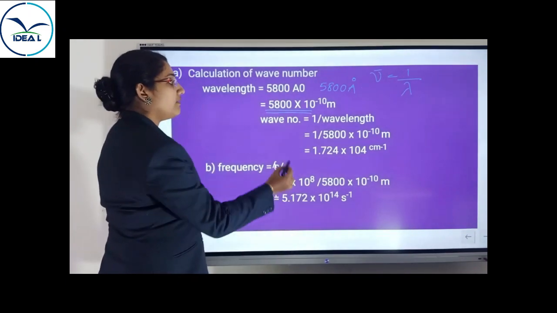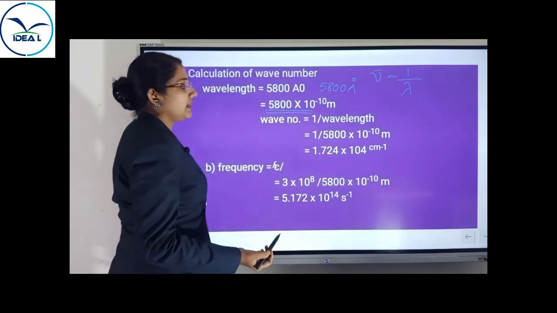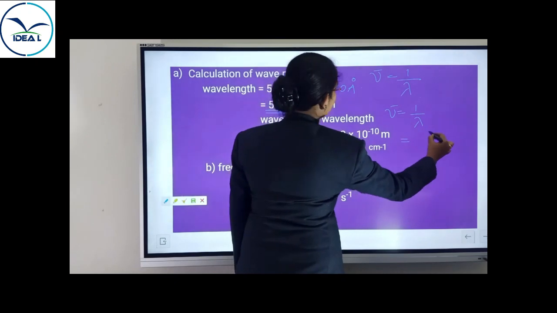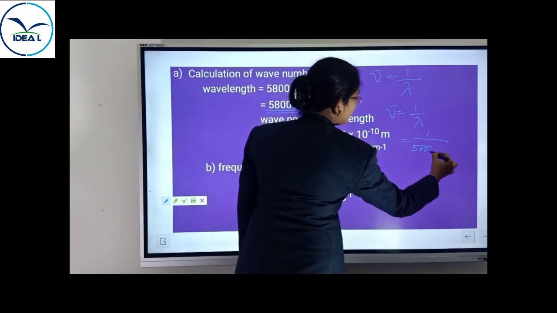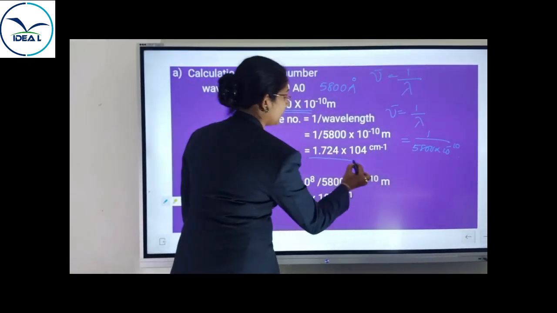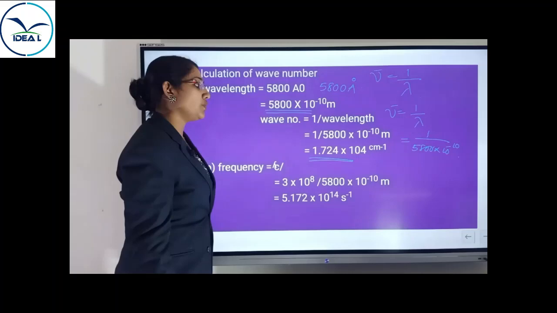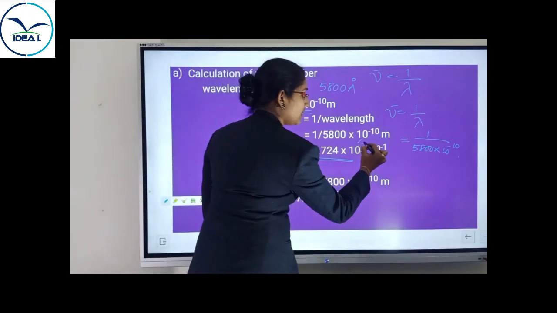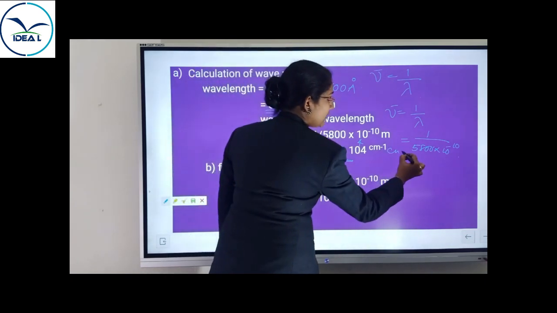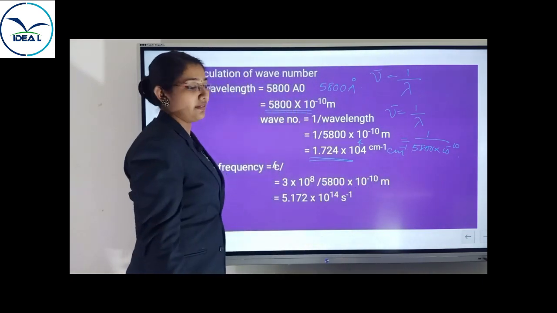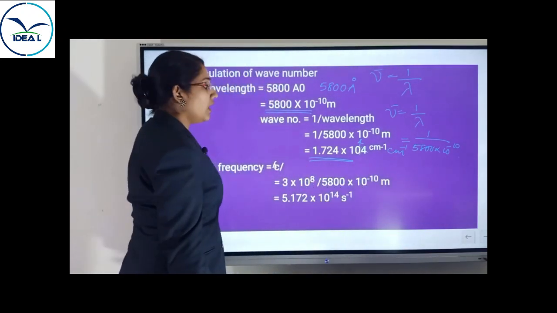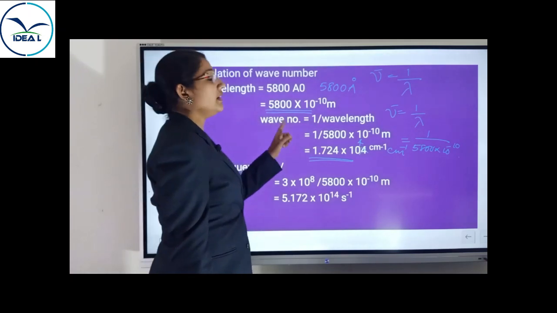Then wave number is equal to 1 by wavelength. Nu bar is equal to 1 by lambda, which is equal to 1 by 5800 into 10 raised to minus 10. Calculating, we get the value 1.724 into 10 raised to 4. This is not 104, it is a mistake, it is 10 raised to 4. The unit is centimeter raised to minus 1. So 1.724 into 10 raised to 4 centimeter raised to minus 1 is the wave number.